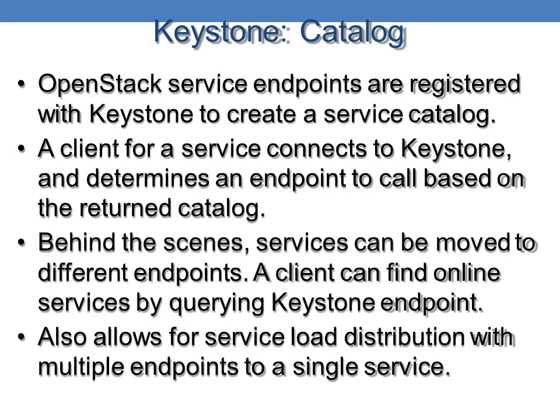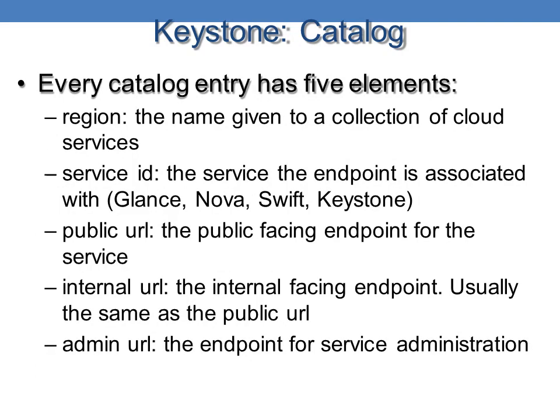A client for a service connects to Keystone and determines an endpoint to call based on the returned catalog. Behind the scenes, a service can be moved to different endpoints. A client can find online services by querying Keystone's endpoints. This also allows for service load distribution with multiple endpoints for a server service.